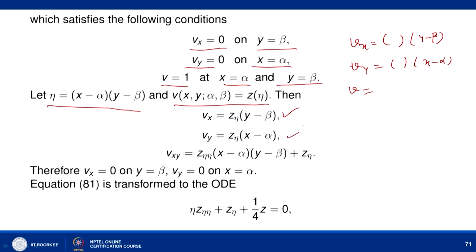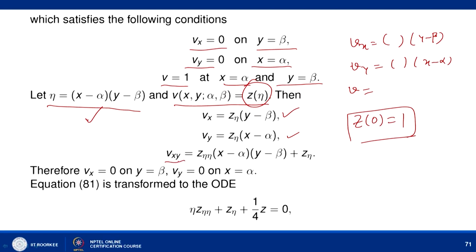So, using eta as (x minus alpha) into (y minus beta), let us assume that v is some z of eta. Now, we want to find out z of eta. To find z of eta, we have conditions. The condition is that v is 1 at x equal to alpha and y equal to beta. So, it means z at 0 is equal to 1, that is the first condition we have, and what equation it will satisfy, that we have to find out.